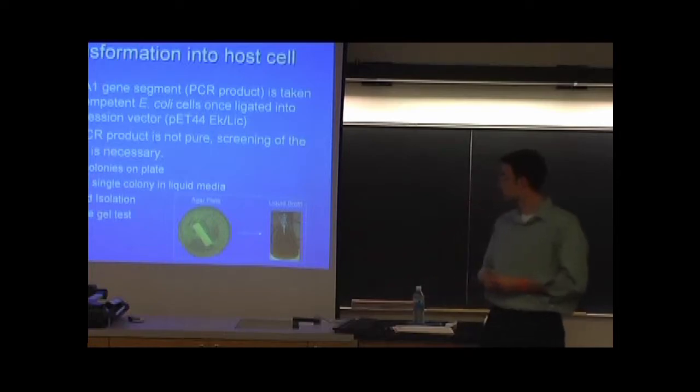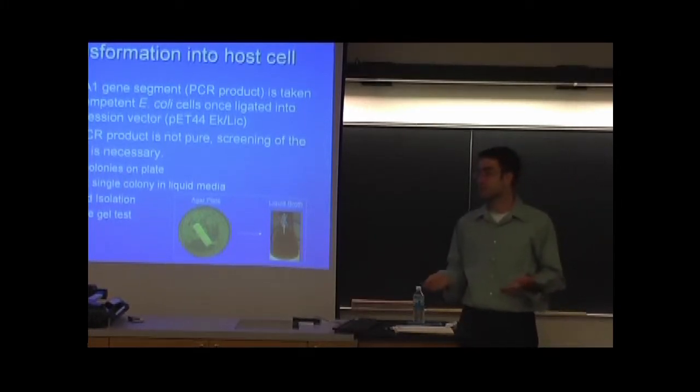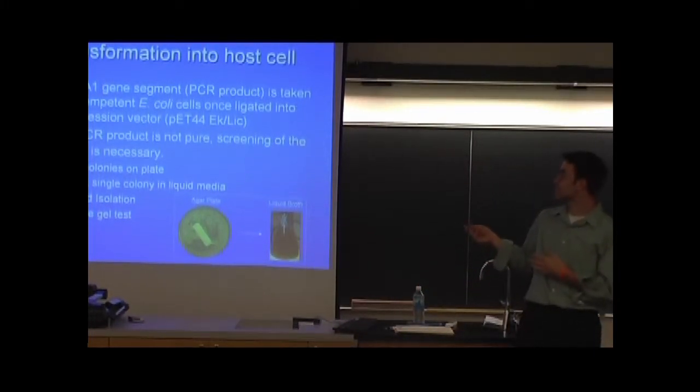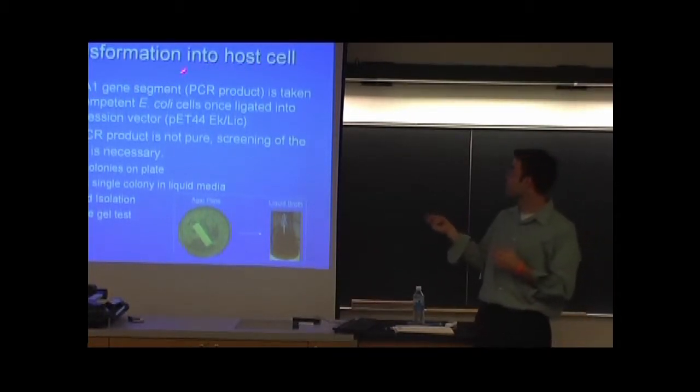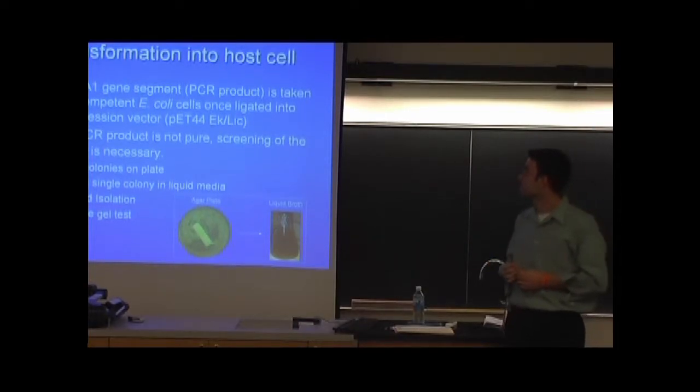And currently, that is where I am on this project. I've been actually working on this transformation step for like the last 4 months. Just for some reason has not worked. But what you want to do is take your Aldh2 gene, maybe from PCR, and you want to ligate it into your expression vector. The one that we're going to be using is PET44EKLIC. That's the one I've been trying to get it into.